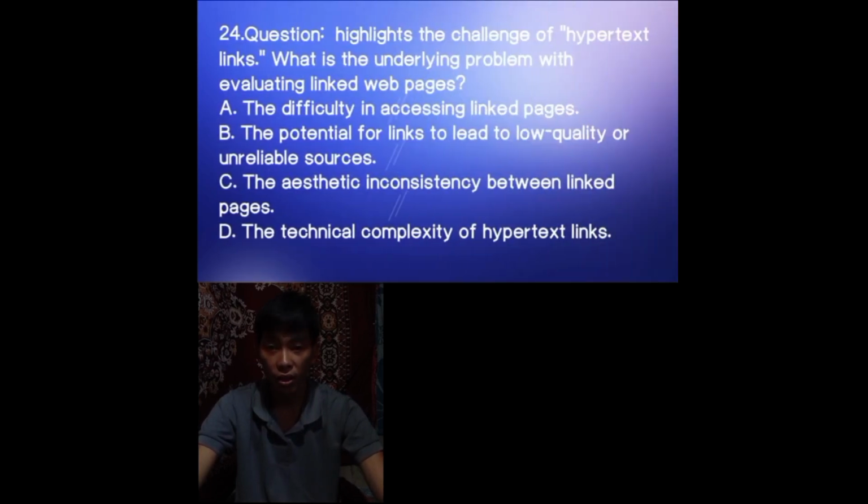Number 24 question. Let's highlight the challenge of hypertext links. What is the underlying problem with evaluating linked web pages? A. The difficulty in accessing linked pages. Letter B. The potential for links to lead to low quality or unreliable sources. Letter C. The aesthetic inconsistency between linked pages. Letter D. The technical complexity of hypertext links.